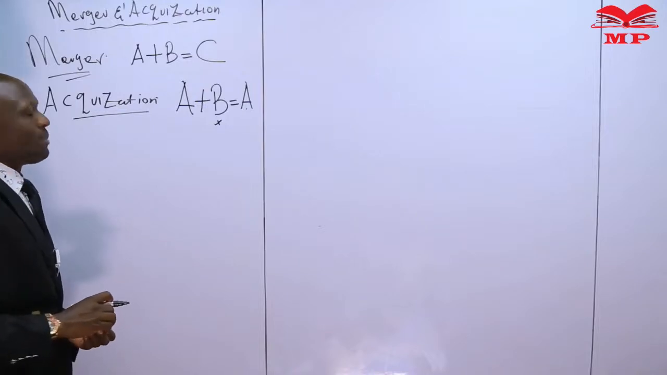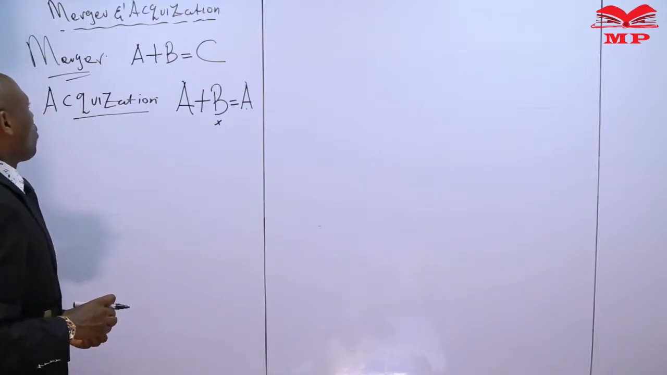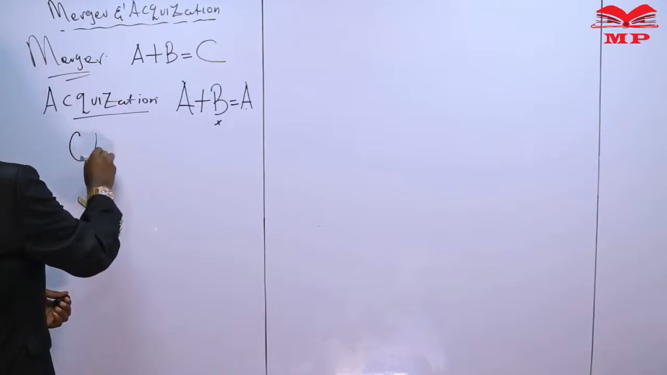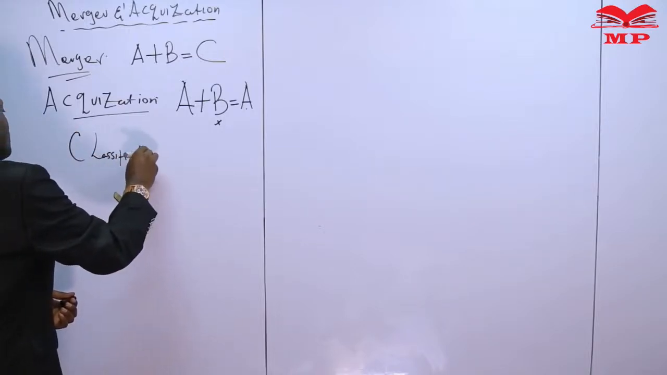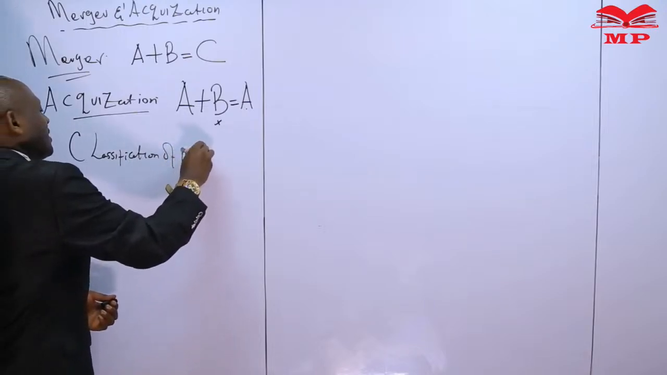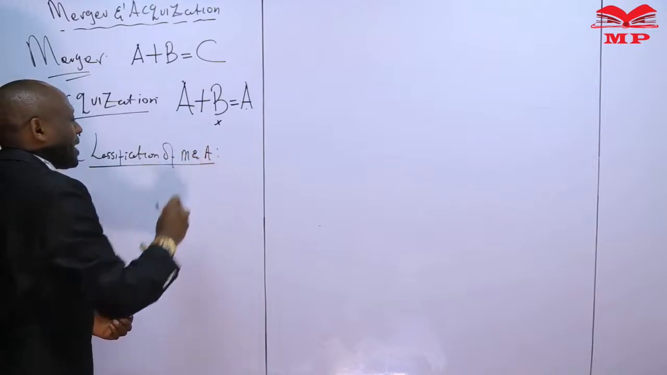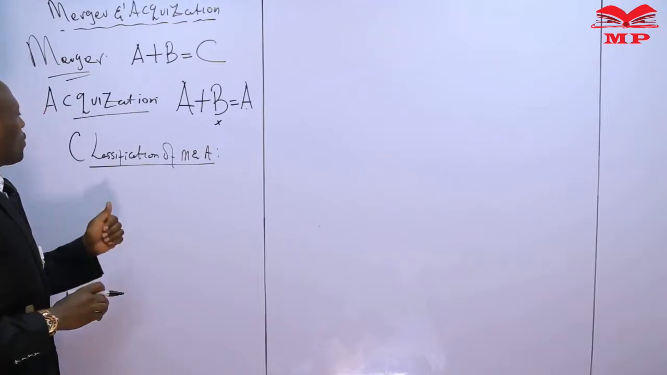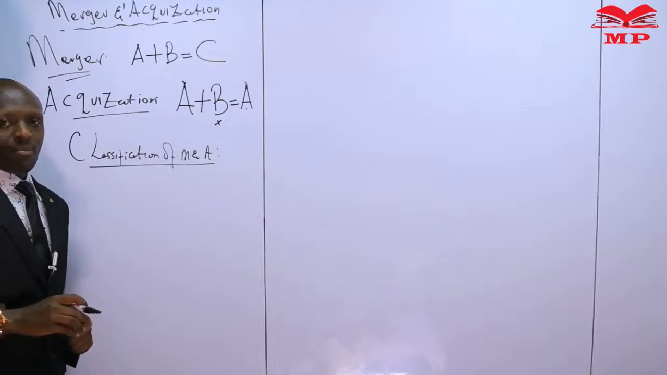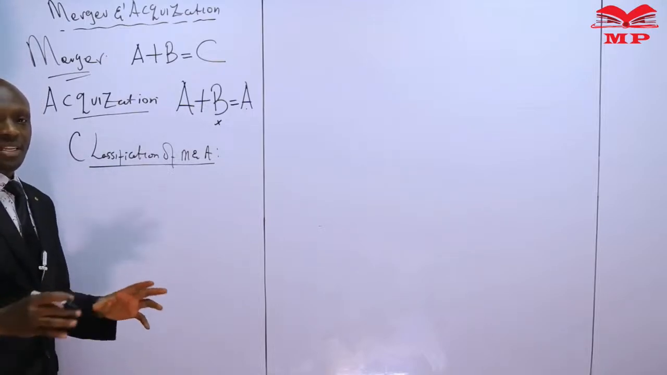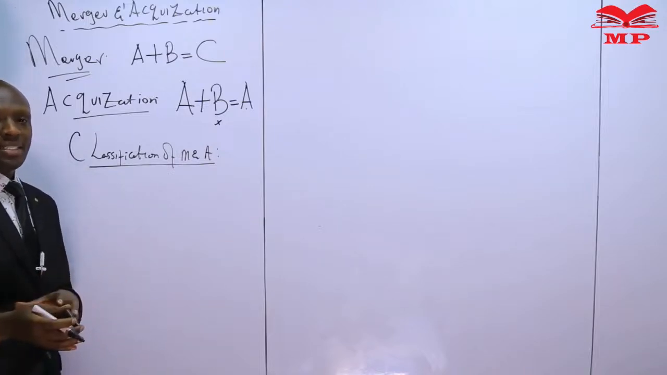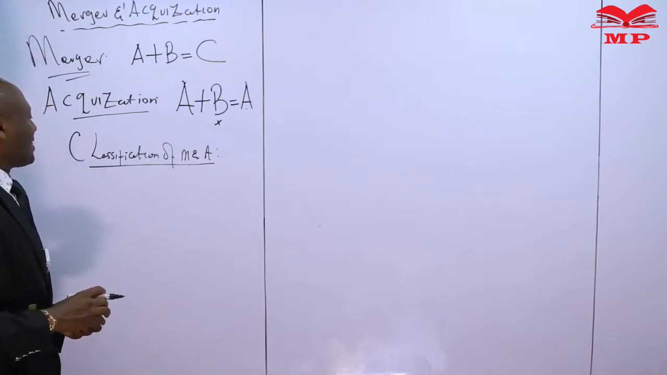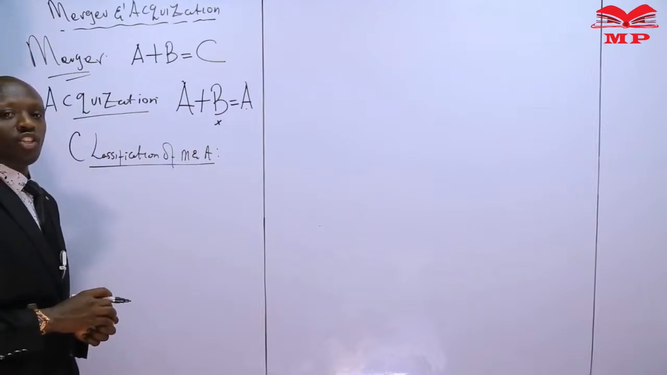Then, of course, we've understood what a merger is. Now, having understood what a merger is and what an acquisition is, we need to look at the classification of merger and acquisition. For the purpose of this topic, we'll be using merger and acquisition interchangeably, as if they mean the same. So a question on merger or a question on acquisition will be tested the same way. We need to understand the types of mergers and acquisitions.